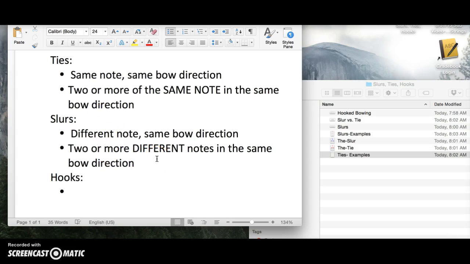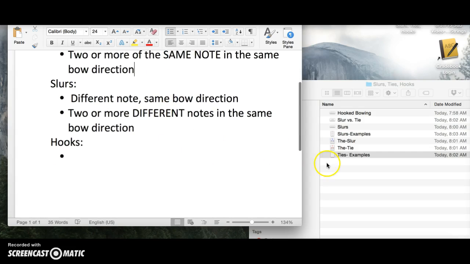Okay, and that gives us a pretty broad definition, where we could say they could go across the bar line, they could be over the staff and under the staff. But the important thing to know is that they're in the same direction, and it's two or more, and it's the same note for ties and different notes for slurs.